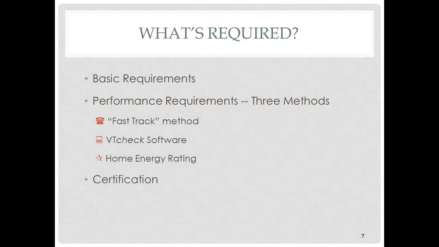There are 3 methods that a builder can use to determine whether they meet the overall performance requirement, and we'll step through each one of those as well. 2 of them are do-it-yourself methods, and the third one is having somebody else verify compliance. The first method, the simplest one, we call the fast-track method. This is essentially packages. So the builder can pick a package that has certain insulation and efficiency requirements. They include in their building everything that's in the package, and they meet the performance requirement that way.